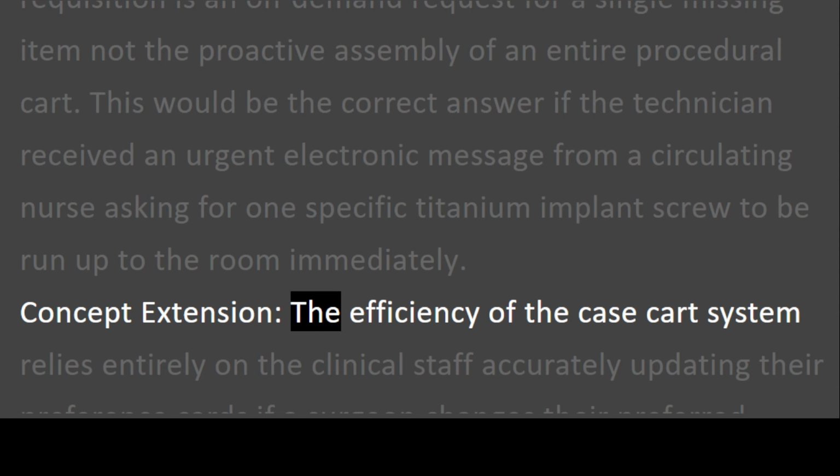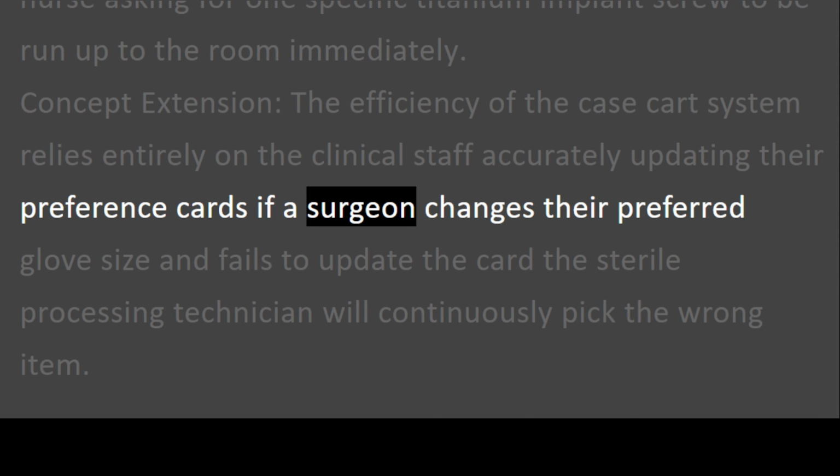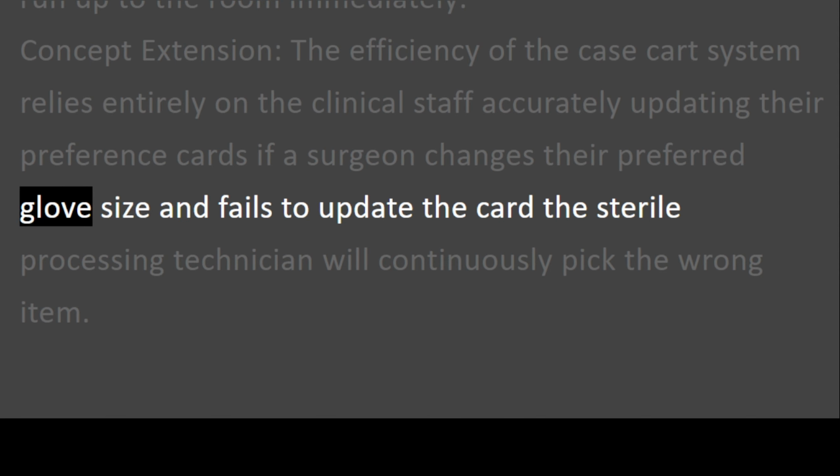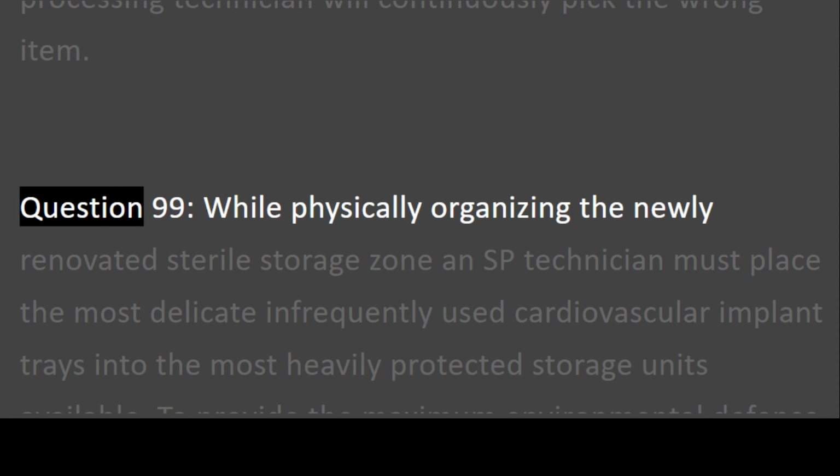Concept extension. The efficiency of the case cart system relies entirely on the clinical staff accurately updating their preference cards. If a surgeon changes their preferred glove size and fails to update the card, the sterile processing technician will continuously pick the wrong item. Question 99.